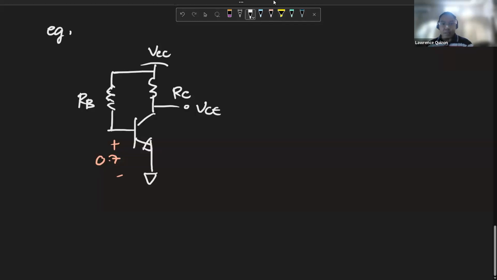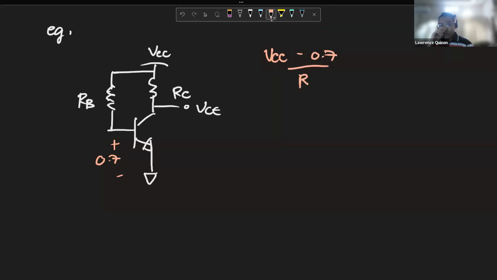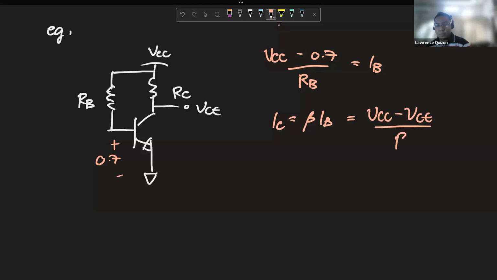So anyway, for this analysis, we're going to do VCC minus 0.7 over RB would be your IB, diba? And your IC would be beta IB. But also, no, your IC is VCC minus VCE over RC. No? So we know IB and we know RC and VCC. So we can solve for the VCE of this circuit.